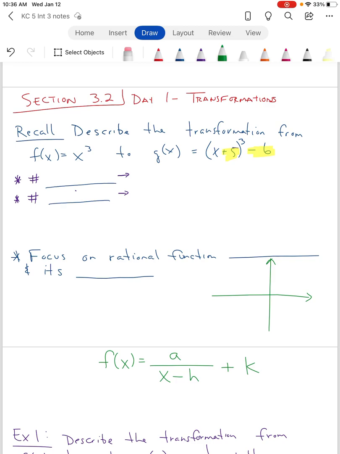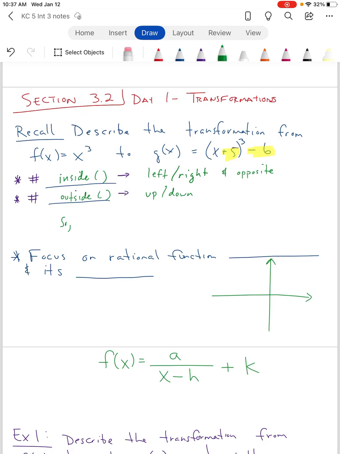If you have a number inside the parentheses, your graph is going to move left or right, and it's going to be the opposite. What I mean by that is if it is positive 5, then it's going to move to the left, because positive numbers usually go to the right, and the opposite of that would be the left. Now, numbers outside of parentheses are going to move up or down, and since it is outside of parentheses, these are not the opposite.